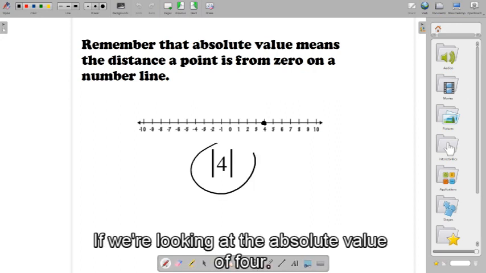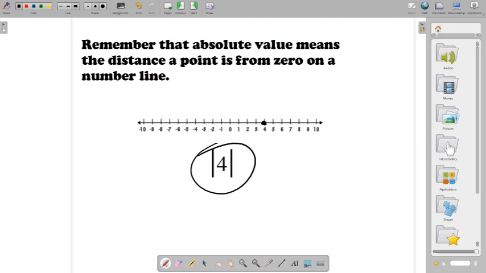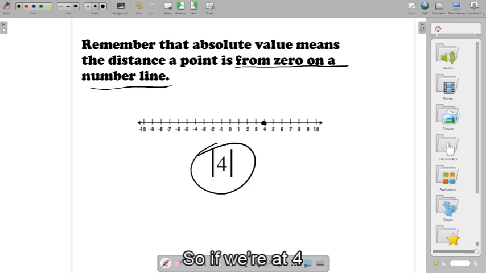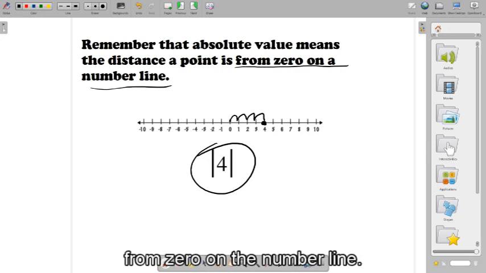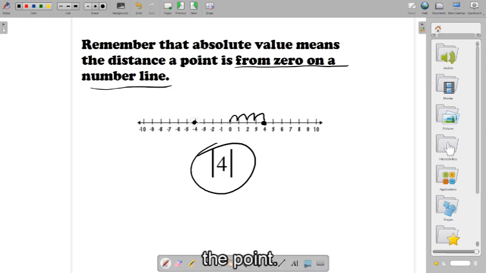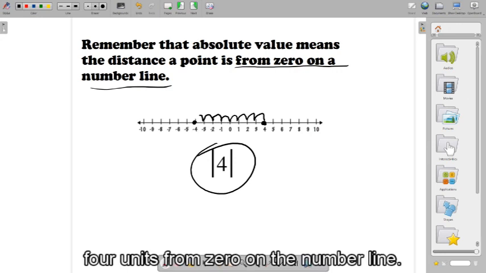First of all, we need to remember what absolute value means. If we're looking at the absolute value of 4, absolute value means the distance from 0 on a number line. So if we're at 0, 4 is 4 units away from 0 on the number line. But there's another point that's also 4 units away from 0, and that's the point -4. It is also 4 units from 0 on the number line.